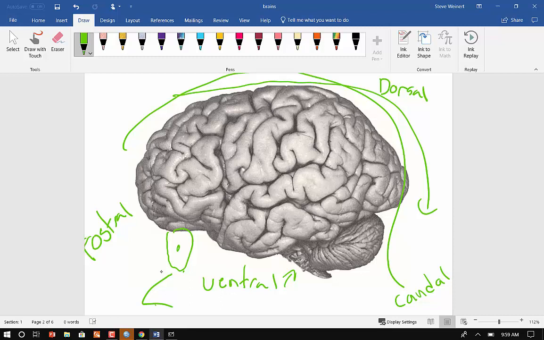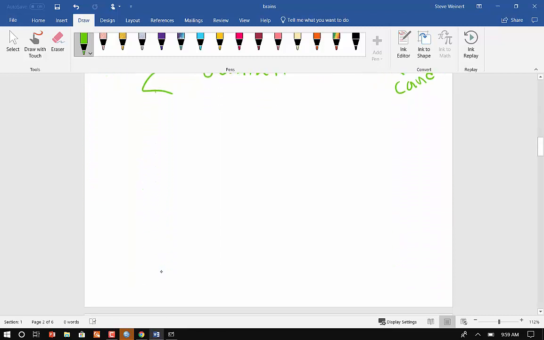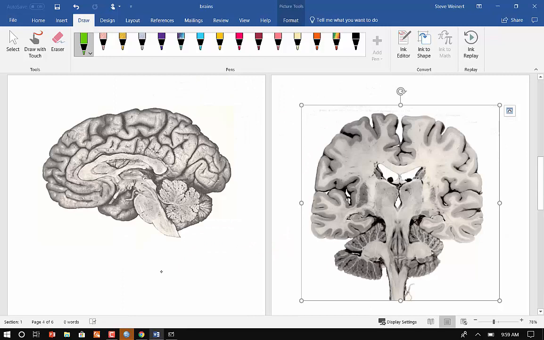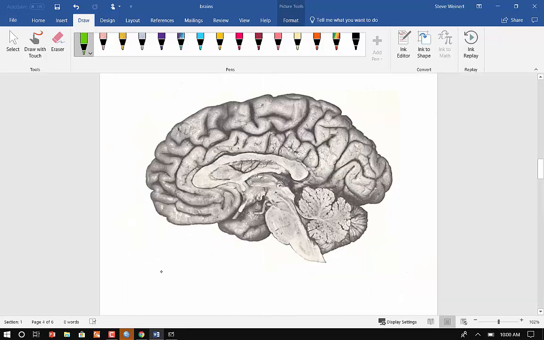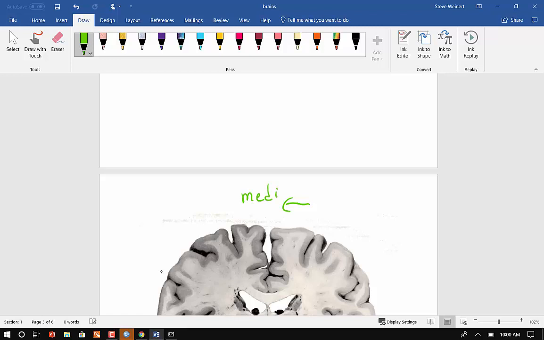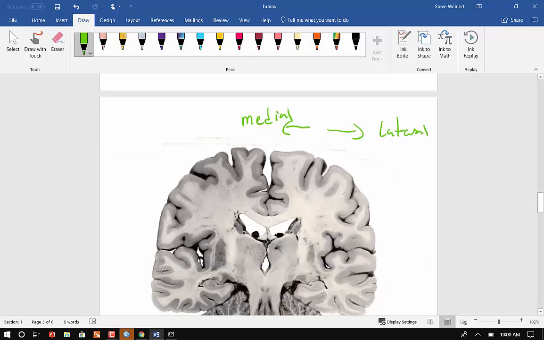Okay, anything that is, let me switch brains here real quick. That's just a slice down the middle, still a sagittal slice. Okay, so here is a slice that goes, oh, that's kind of cool. It's called a coronal slice, but anything that is toward the center is called medial. Anything that's toward the outside is called lateral. So the medial nuclei are the ones toward the middle, and lateral are towards the sides.